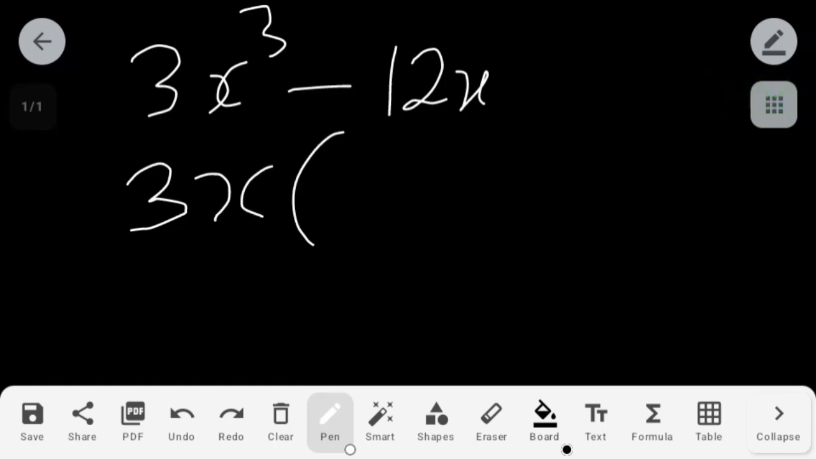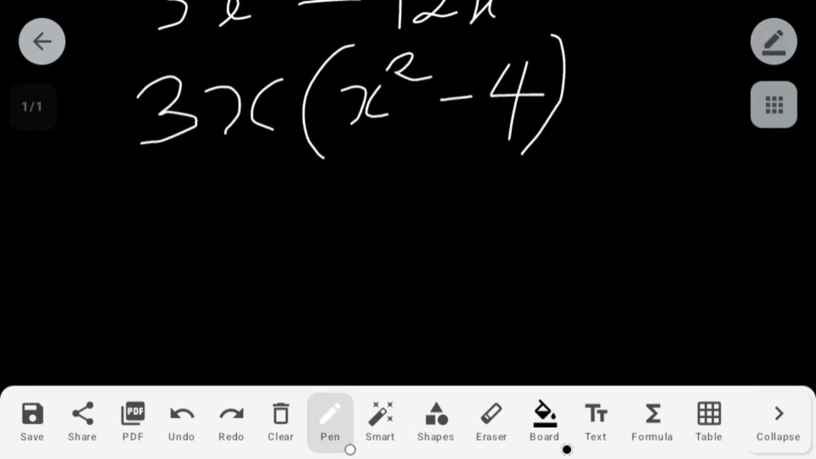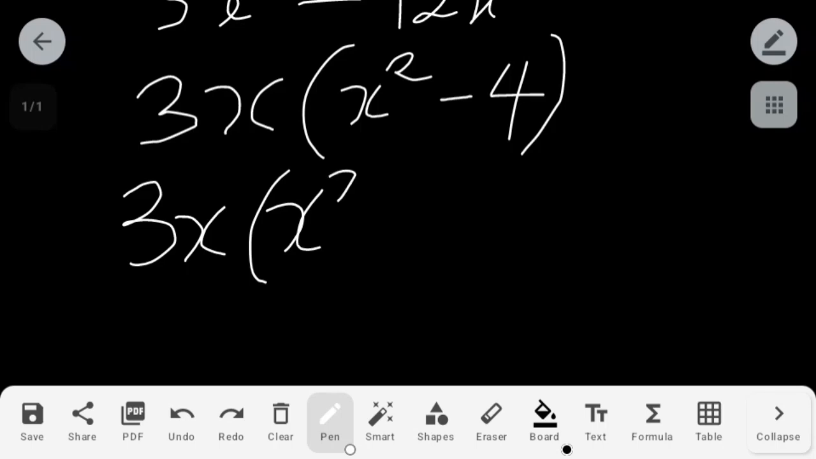So to get 3x cubed, we need to multiply 3x by x squared. Then to get a negative 12x, we need to multiply 3x by negative 4. Now we are going to use difference of two squares inside these brackets, since 4 is a square number. So we say 3x times the bracket of x squared minus 4, and 4 is just 2 squared, like this.